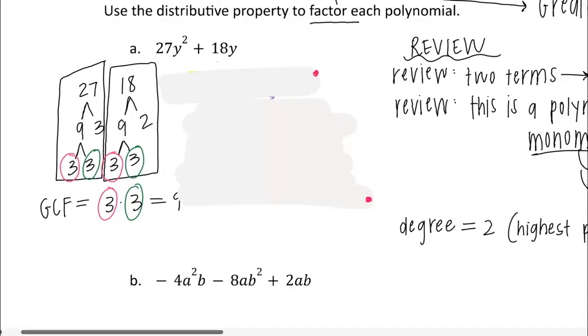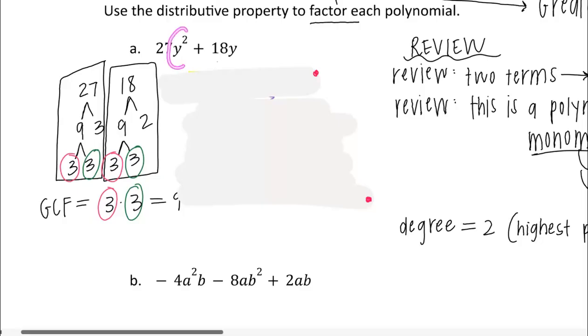Once you figure out what the matching factors are, you multiply them together to figure out the GCF. So 27 and 18 have a greatest common factor of 9. In other words, 9 is the biggest number that can go into both 27 and 18.